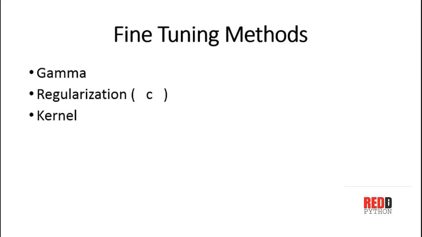Now basically you have some fine-tuning methods just in case you want to increase your accuracy score and make the model perform a bit better. So you've got gamma, regularization that's represented by C, which we'll be doing as well, and kernel. Whichever one you want to use depending on the situation, you can go ahead and use that. So I'm going to take you through the code that was done over on Python. Let's go ahead and check that out.